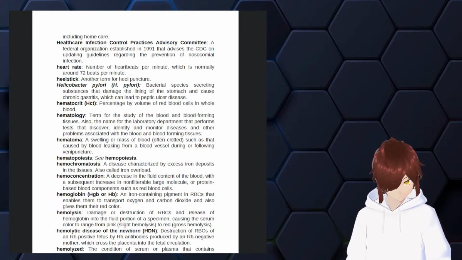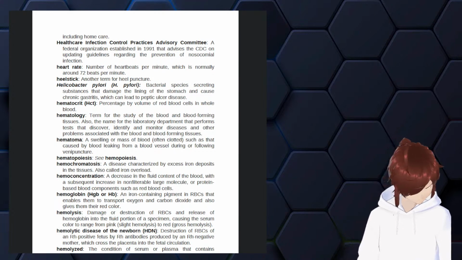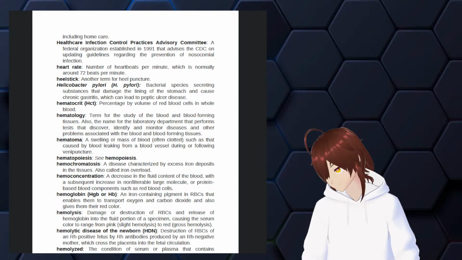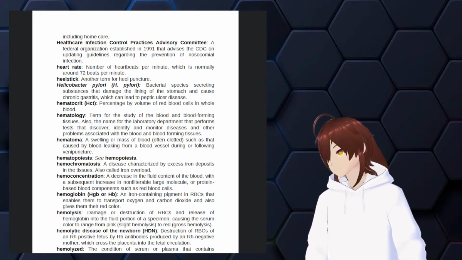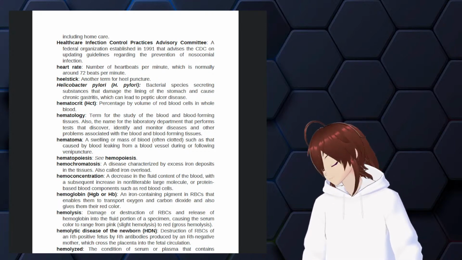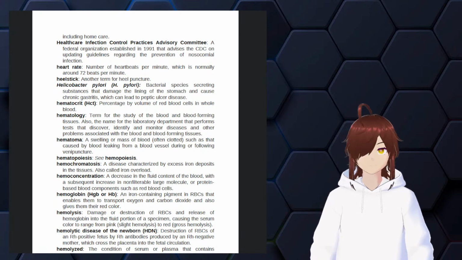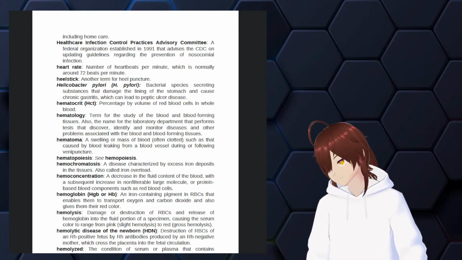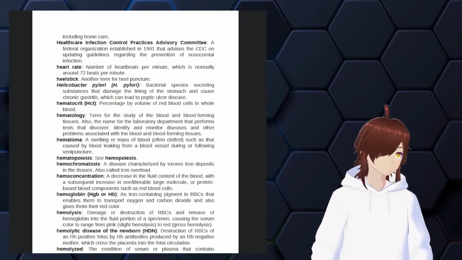Hemochromatosis, a disease characterized by excess iron deposits in the tissues, also called iron overload. Hemoconcentration, a decrease in the fluid content of the blood, with a subsequent increase in non-filterable large molecule or protein-based blood components such as red blood cells. Hemoglobin, HGB or HB, an iron-containing pigment in RBCs that enables them to transport oxygen and carbon dioxide and also gives them their red color.